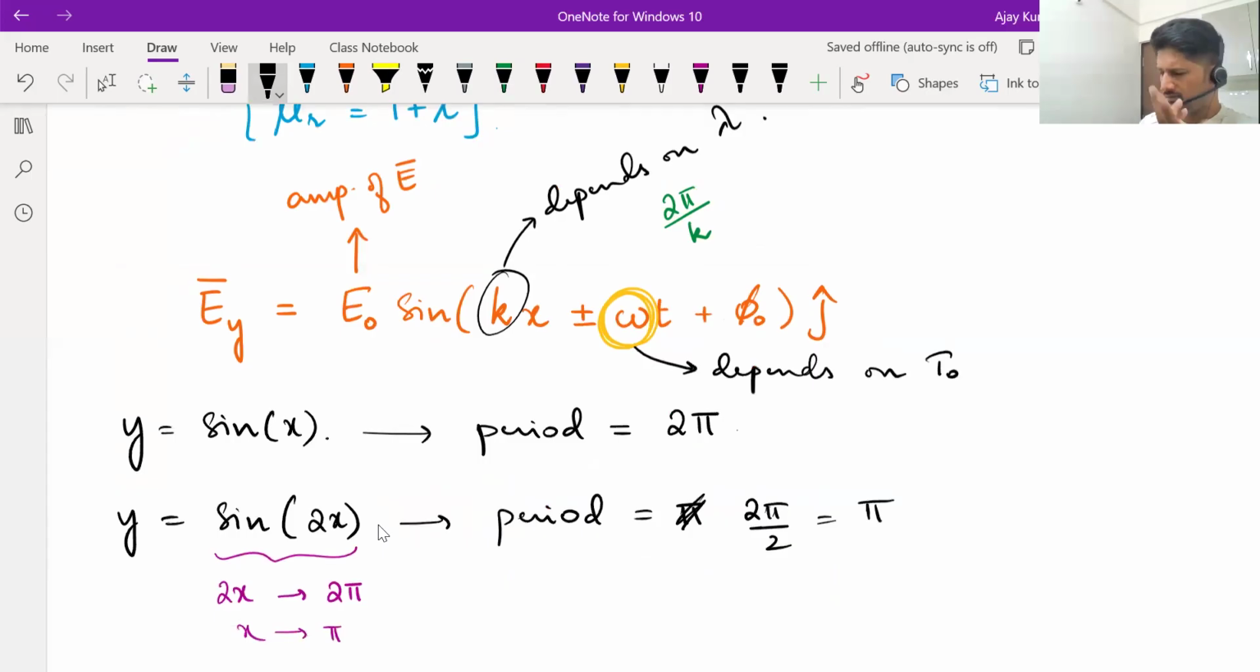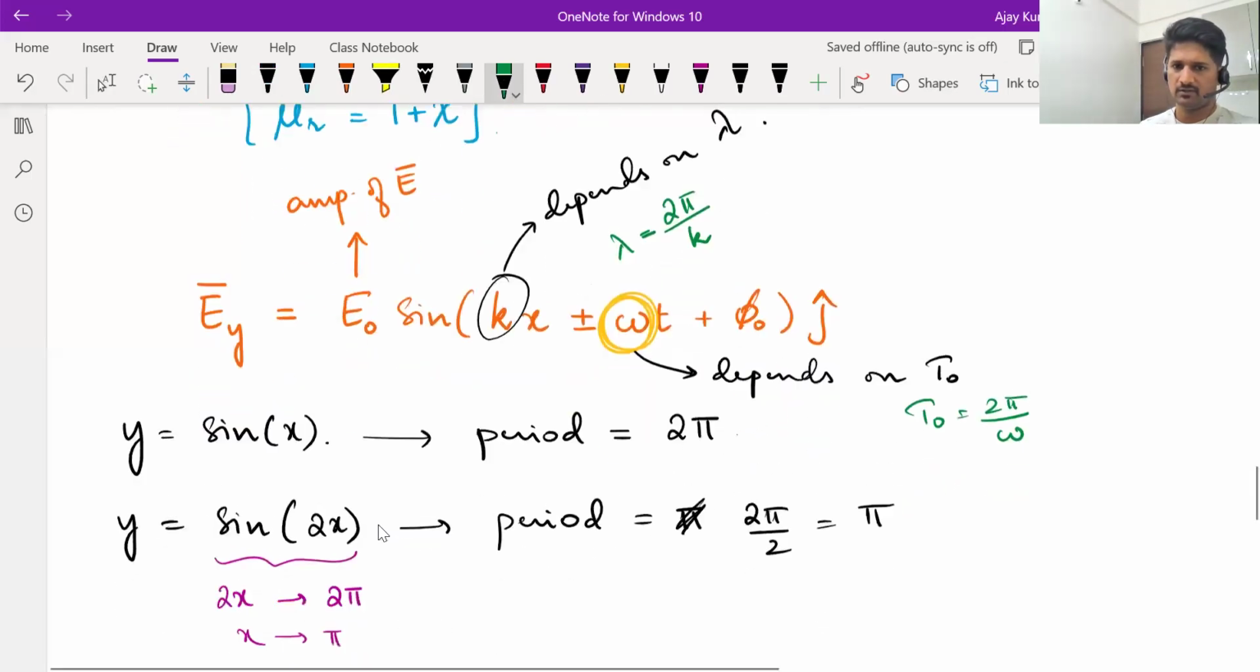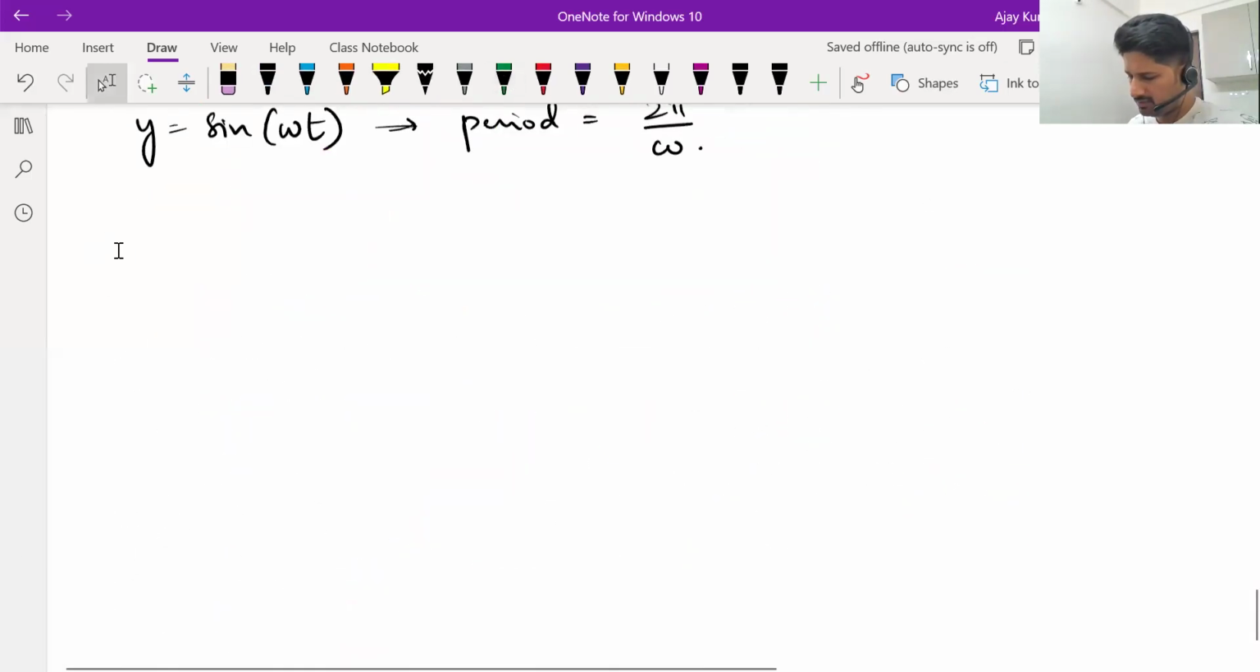Time period, you can say frequency, whatever it is, and we know time period is 2 pi by omega. That's the time after which the graph repeats or the electric field repeats. Since we are discussing electromagnetic waves, we can say it's the time after which the electric field repeats. And similarly, 2 pi by k is the distance after which the electric field repeats. Let me show you the diagram of an EM wave, then you'll understand better.